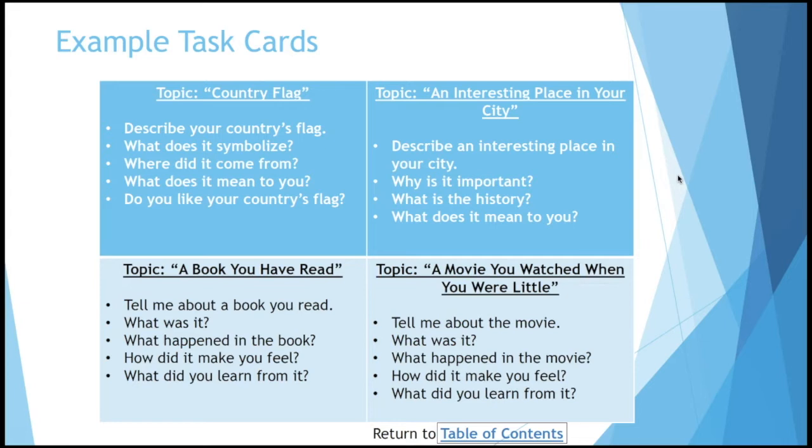So after the topic, the task card will have 4 to 5 questions or statements for you to help talk about the topic. So you need to be sure you address these questions. They're very helpful for organizing your thoughts, and you're expected to answer these questions.